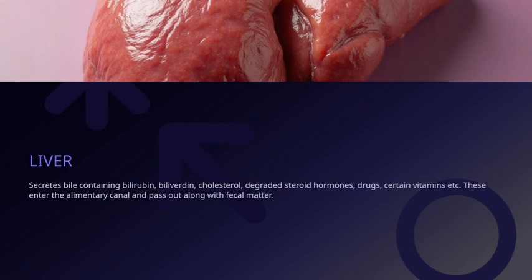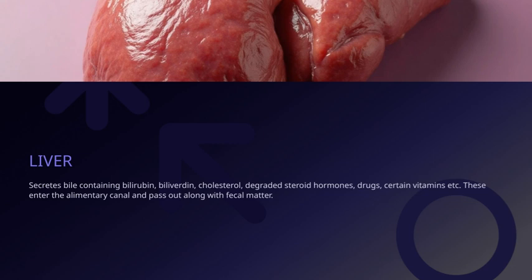These include bilirubin and biliverdin, which are breakdown products of red blood cells, as well as cholesterol and degraded steroid hormones. The liver also processes drugs, certain vitamins, and other substances. Once produced, this bile is stored in the gallbladder and then released into the digestive tract when needed.